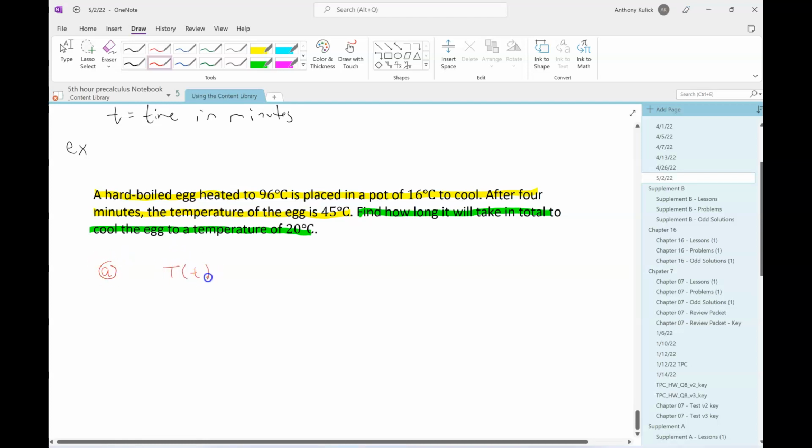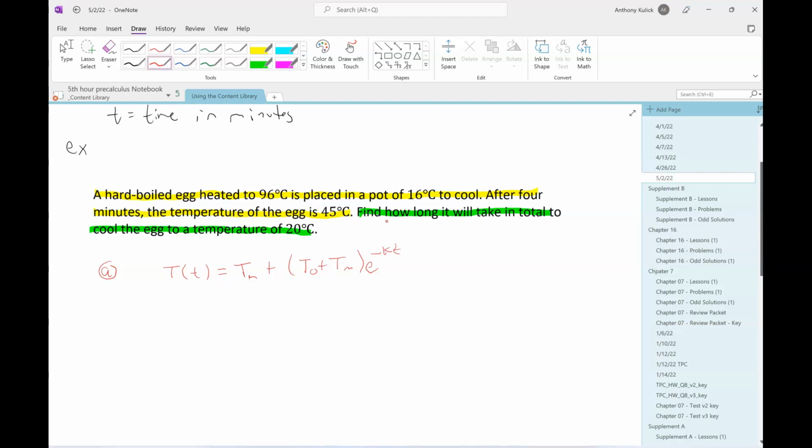So hopefully nobody's confused that we should be using Newton's law of cooling here, since we're talking about hard boiling an egg and then cooling it down. If anybody's ever cooked hard-boiled eggs, this is the pretty standard method: you boil it in water, let it sit for so long, and then you toss it in a pot of cold water to keep it from cooking. Otherwise you end up with a green yolk because you've overcooked it a little bit.